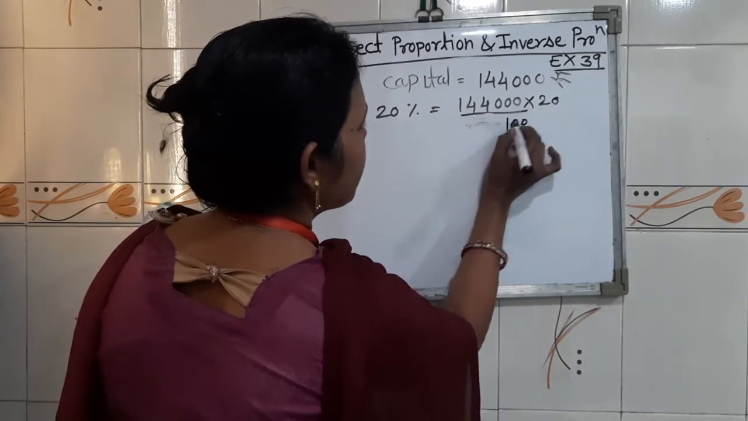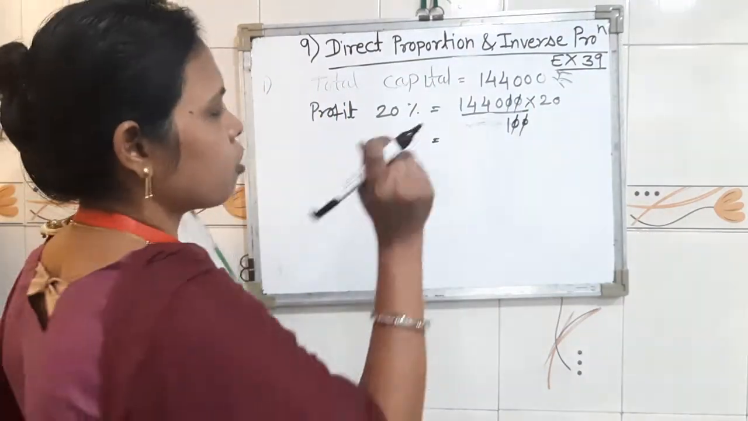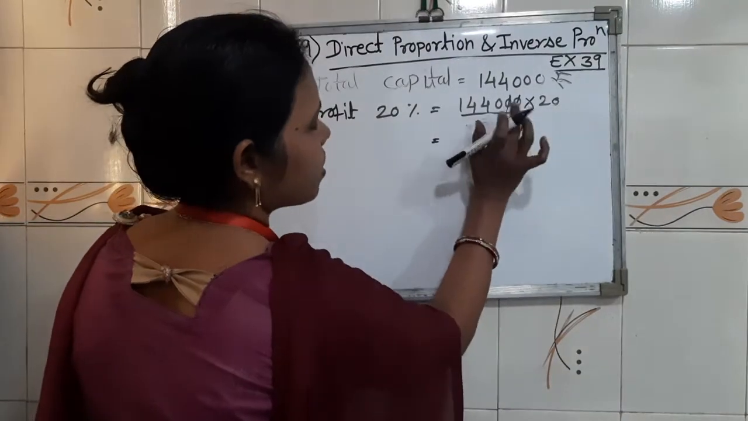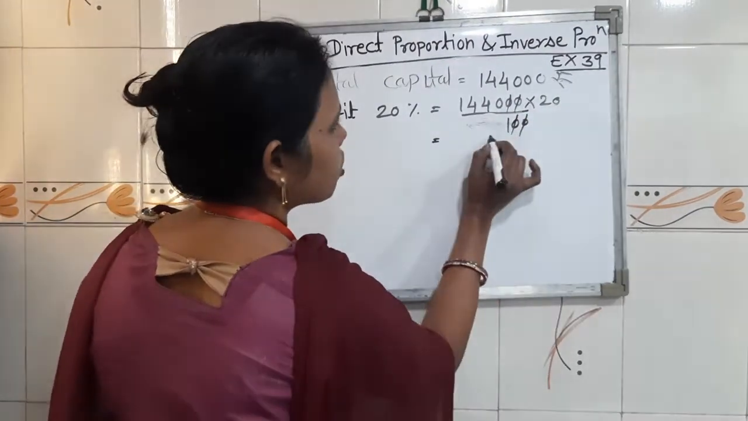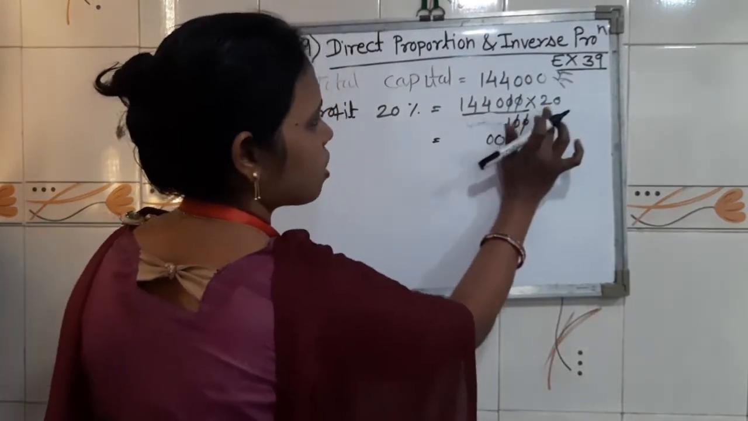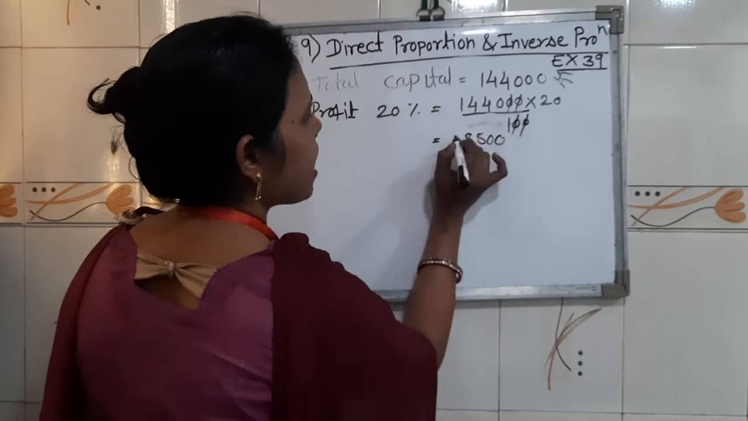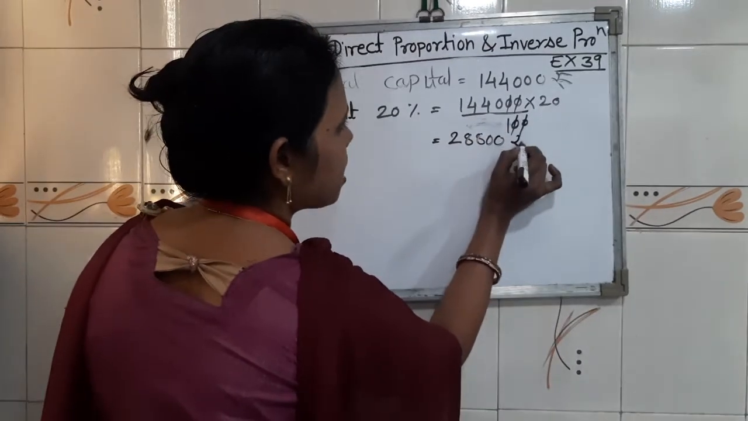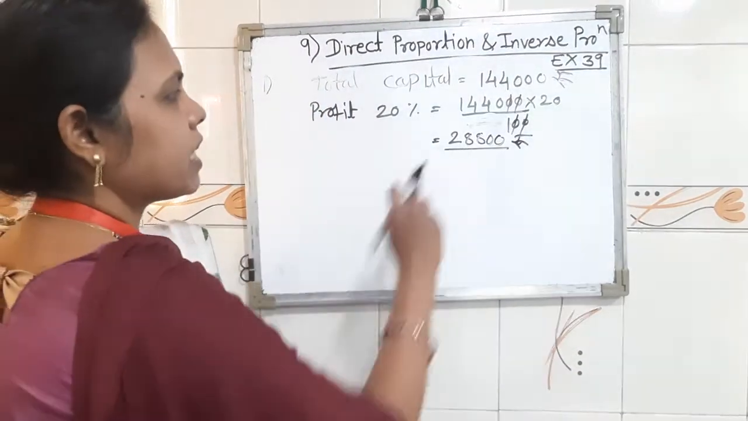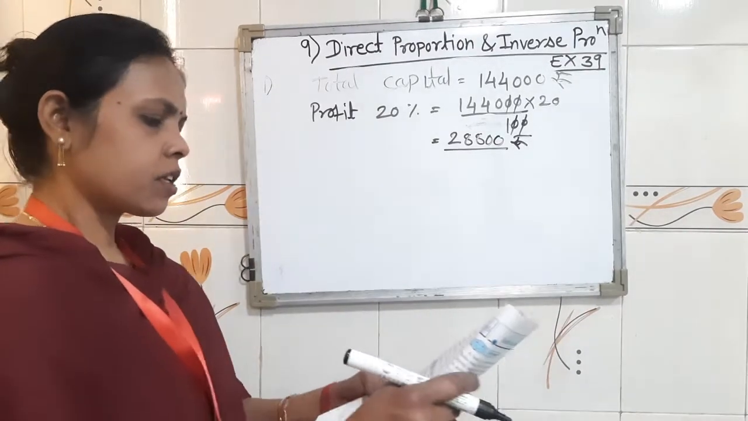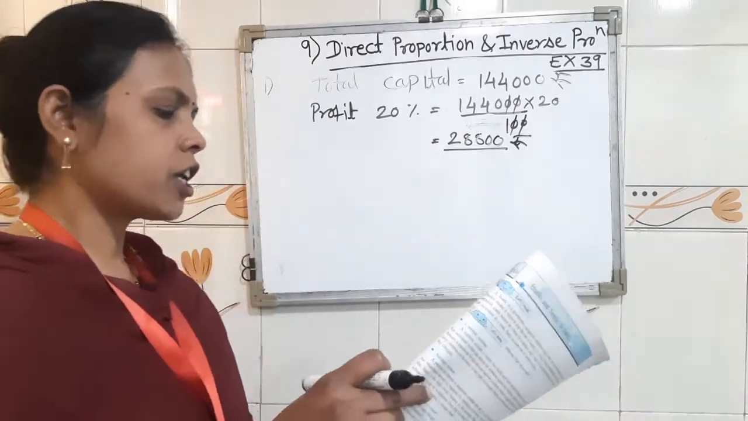20%, that is 20 upon 100. Then 20 is cancelled from numerator and denominator. After that, the remaining zeros: here 10, here also 10, total 20. After that, multiplication of 144 into 2. 2 4s are 8, 2 4s are 8, 2 1s are 2. Means we got 28,800 rupees. Profit we got 28,800.